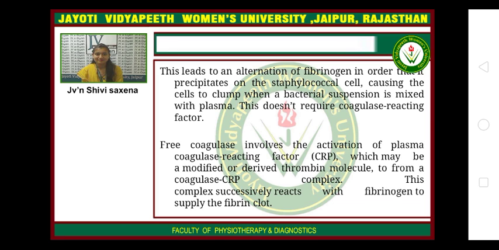And free coagulase involves the activation of plasma coagulase reacting factor, CRF, which may be a modified or derived thrombin molecule, to form a coagulase-CRF complex. This complex successively reacts with fibrinogen to produce the fibrin clot.